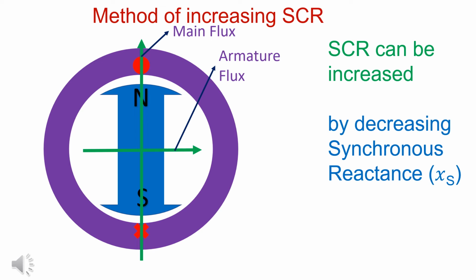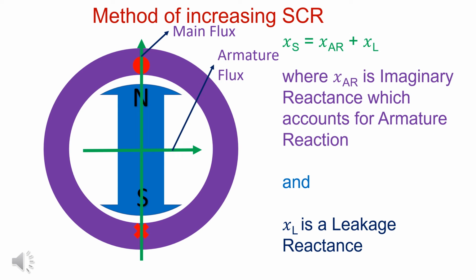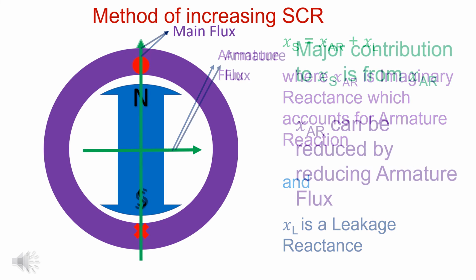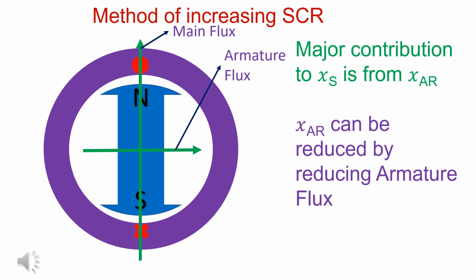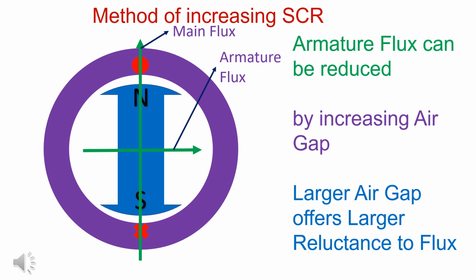SCR can be increased by decreasing synchronous reactance Xs. Xs is equal to XAR plus XL. XAR is an imaginary reactance which accounts for armature reaction and XL is a leakage reactance. XAR is a major contributor to XS. XAR can be reduced by reducing armature flux. Armature flux can be reduced by increasing air gap. Larger air gap offers larger reluctance to flux.